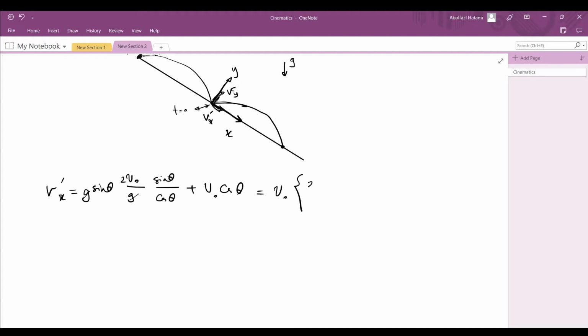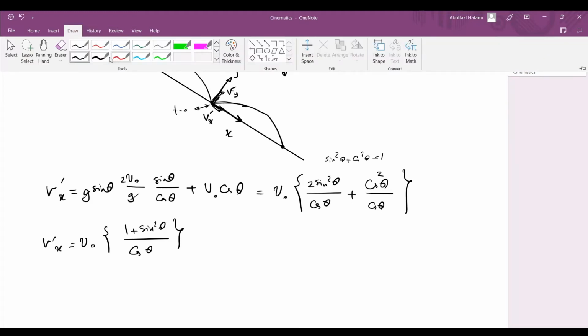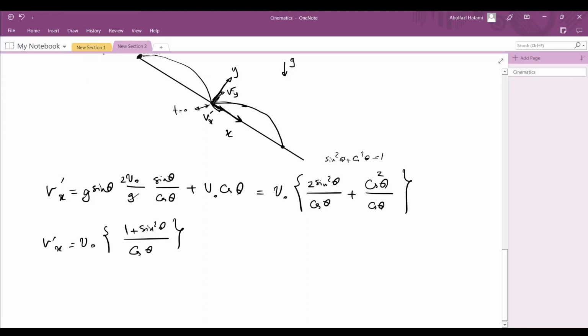It is 2 sine square of theta divided by cosine of theta plus cosine square of theta divided by cosine theta. I just make a common denominator, and we know that sine square plus cosine square is 1. So v prime of x is v0 times (1 plus sine square of theta) divided by cosine theta. This is v prime of x. It means that it is the initial velocity after the first collision. Let me draw a cloud around it. A cloud is better.